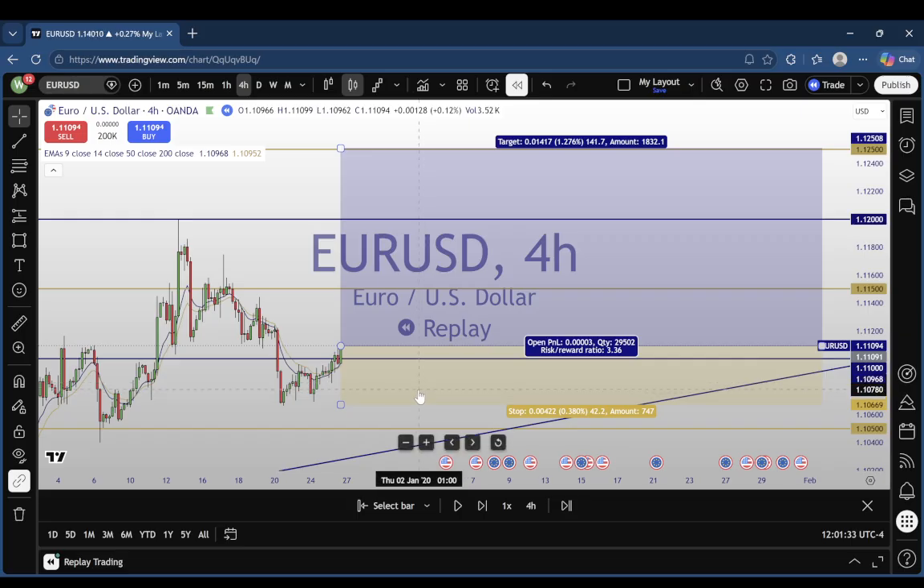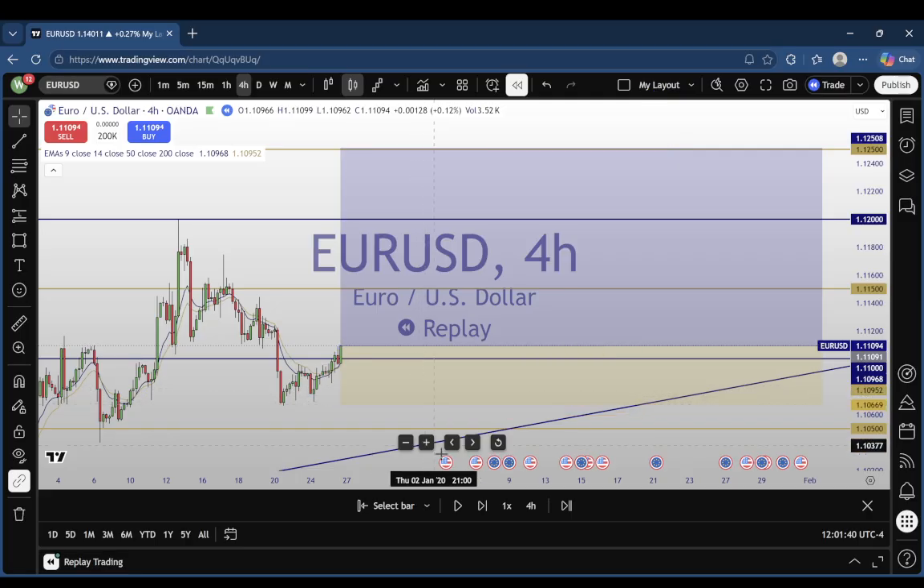Or not, but it does allow you to analyze the markets without being so jittery and just to see exactly what's happening. But yeah, let's get into the trade and let's see what's happening here.